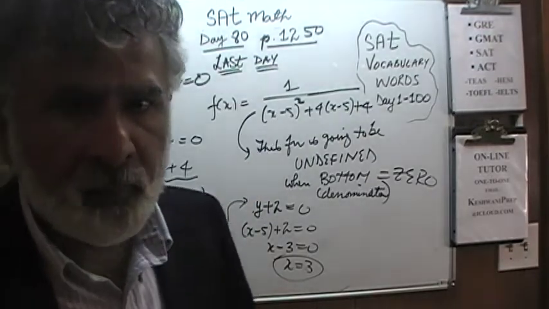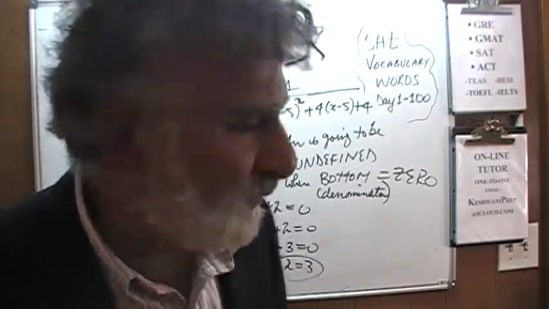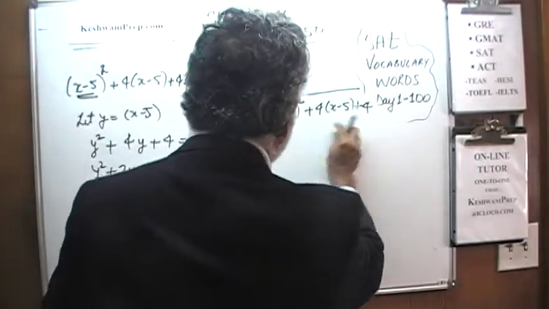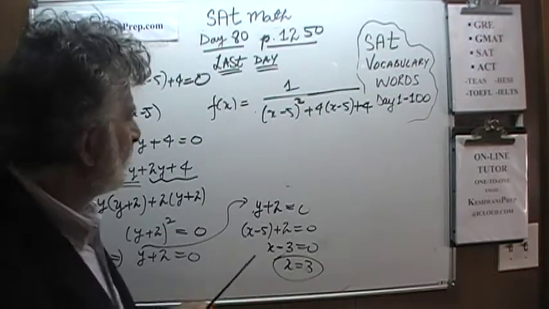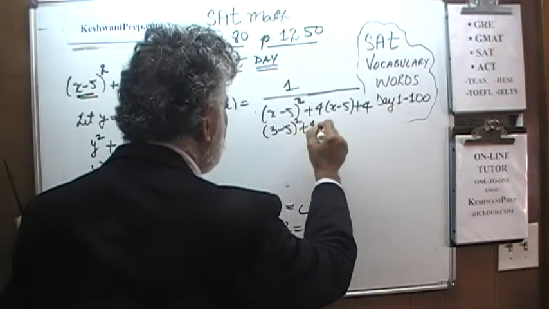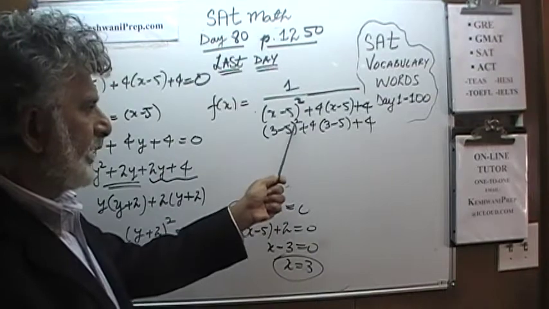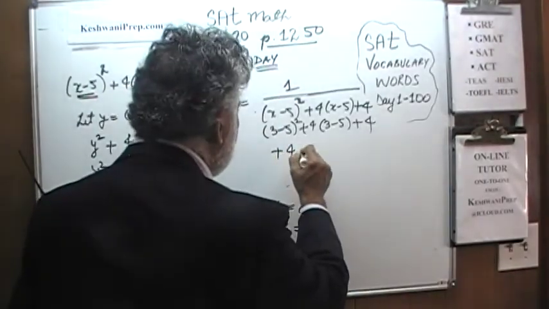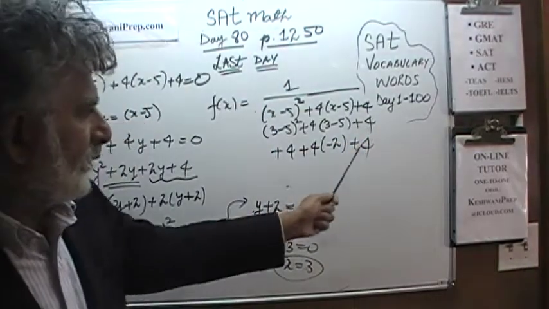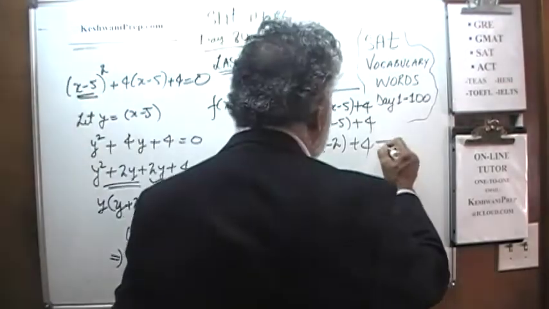And if you happen to have the time in the exam and want to verify it, it only takes 5 more seconds. Let's make sure the bottom becomes 0 when x is equal to 3. When x is equal to 3, we get (3 minus 5) squared plus 4 times (3 minus 5) plus 4. 3 minus 5 is negative 2. Negative 2 squared becomes positive 4. Positive 4 plus 4 times negative 2 plus positive 4. Positive 4 and positive 4 give you positive 8, and 4 times negative 2 is negative 8. It becomes 0.